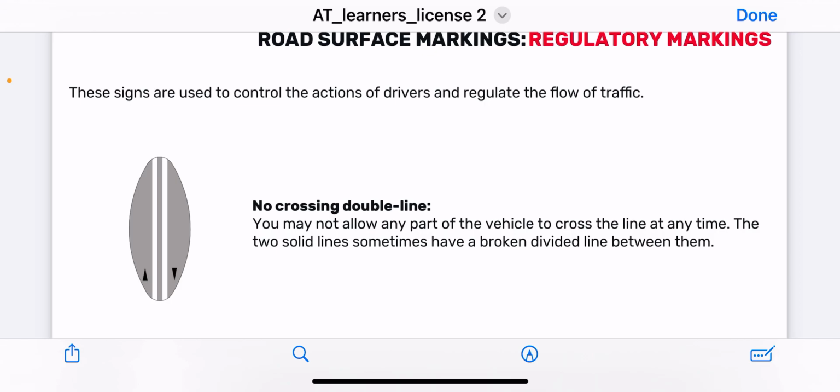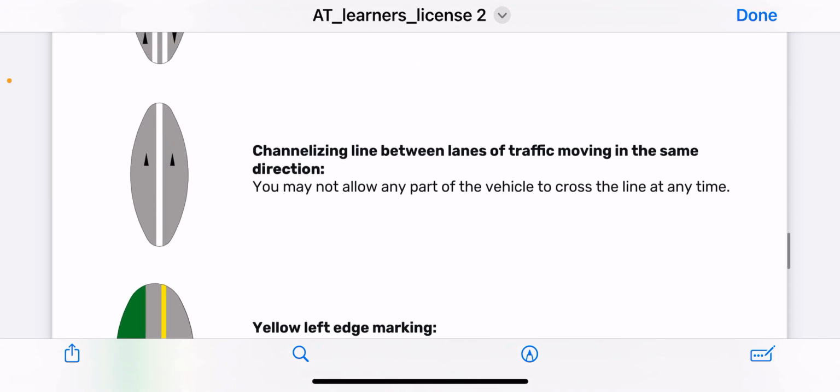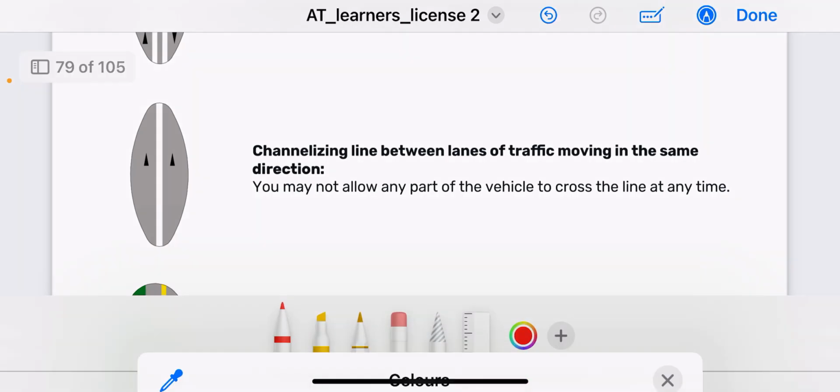No crossing, double line. You may not allow any part of the vehicle to cross the line at any time. The two solid lines sometimes have a broken divided line between them. And then you have the channelizing line between lanes of traffic moving in the same direction. You may not allow any part of the vehicle to cross the line. So where do you find the channelizing line?